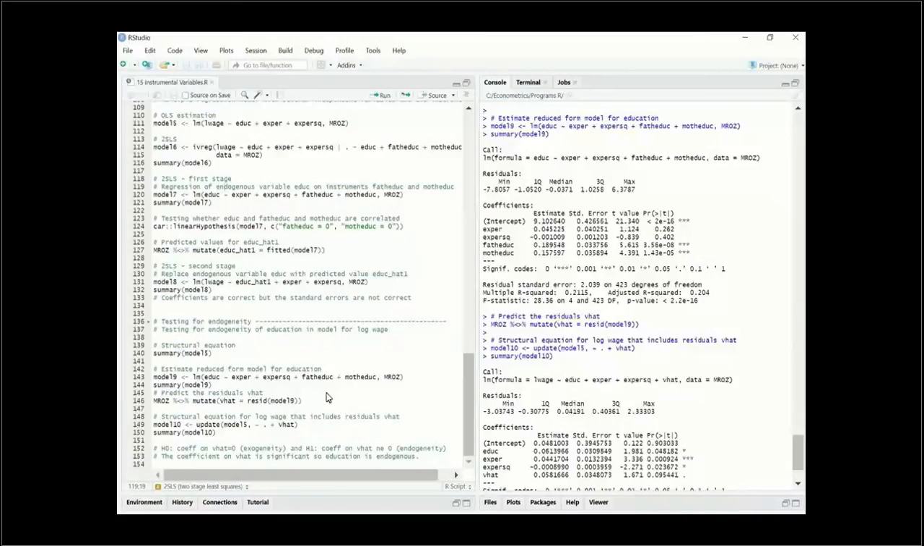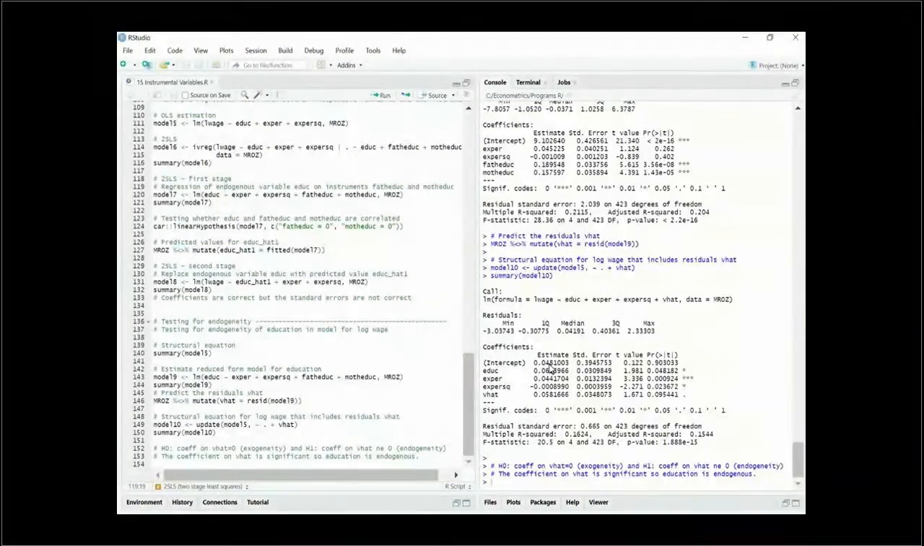Now, instead of using education hat, the fitted values, if we look at the residuals in this model, and call them V hat, these residuals are actually going to contain potentially the endogenous information that is being left behind. Now that we have these residuals, we can use the same structural model that we have, the original model from above, and include these: dot plus v hat. So let's look at this model. This is the model that we had before, and here are these residuals V hat that potentially include the endogenous information that are now included.